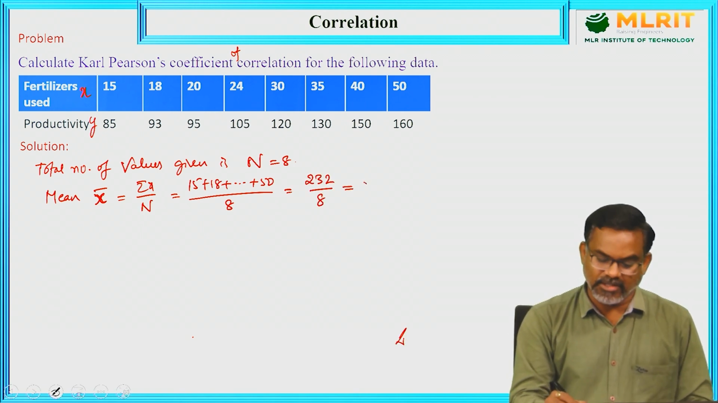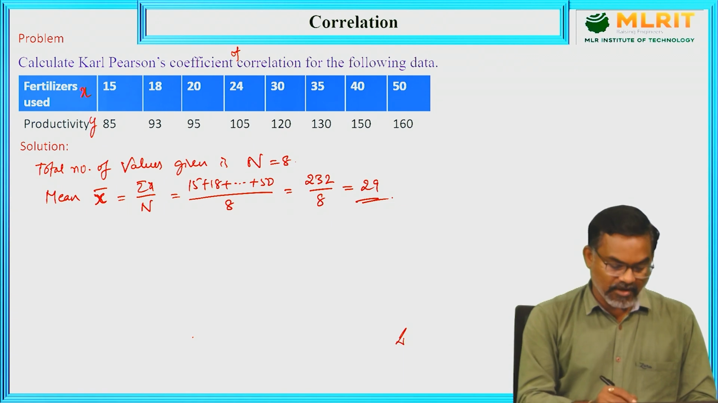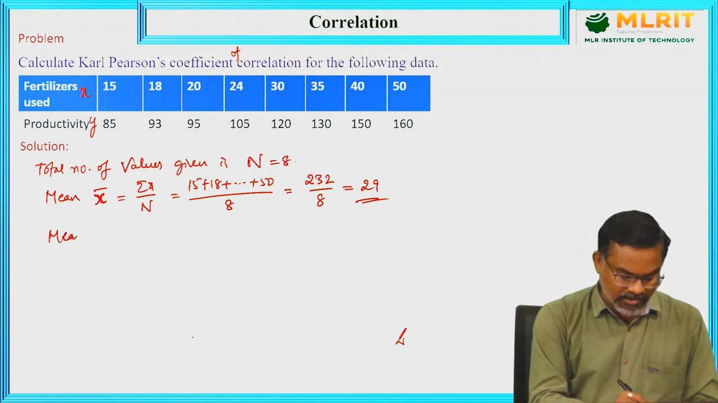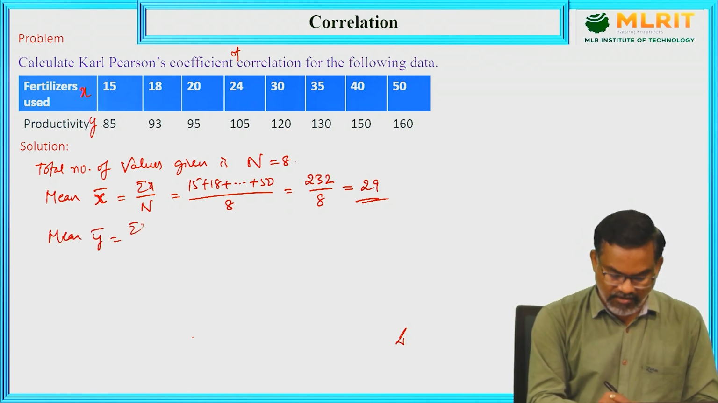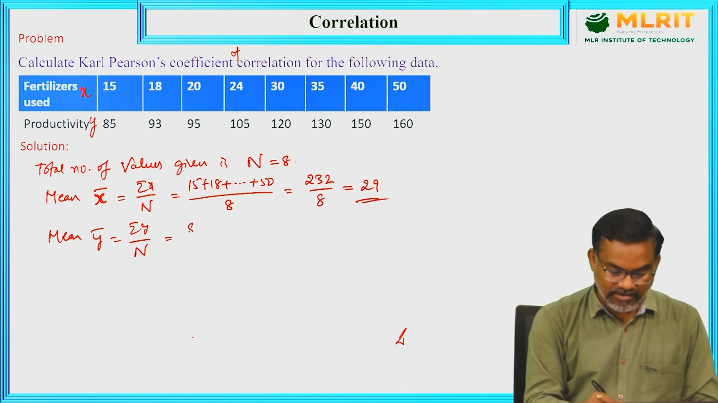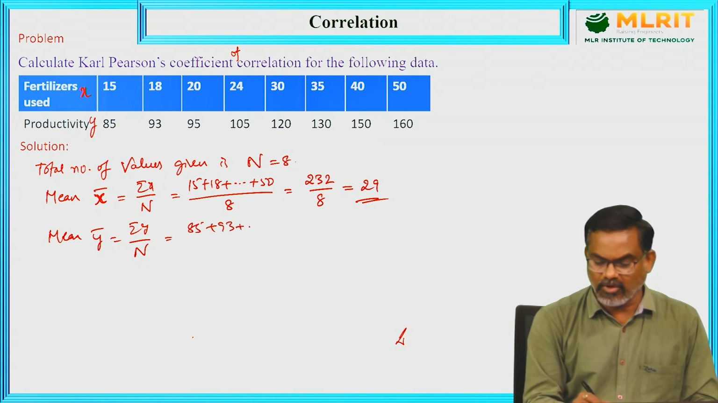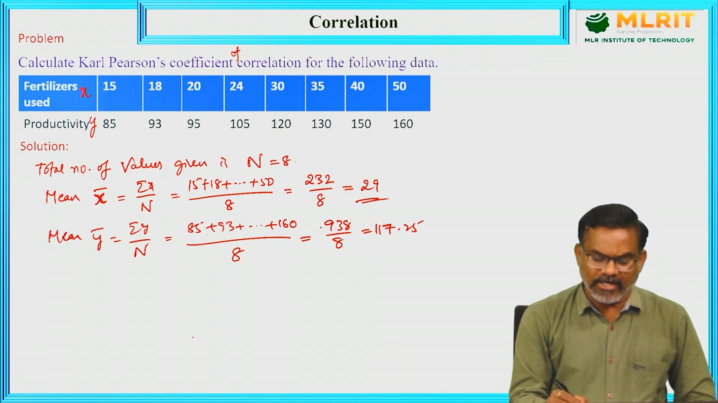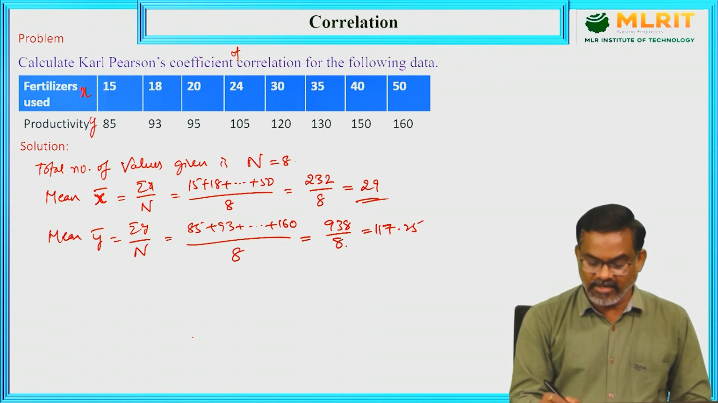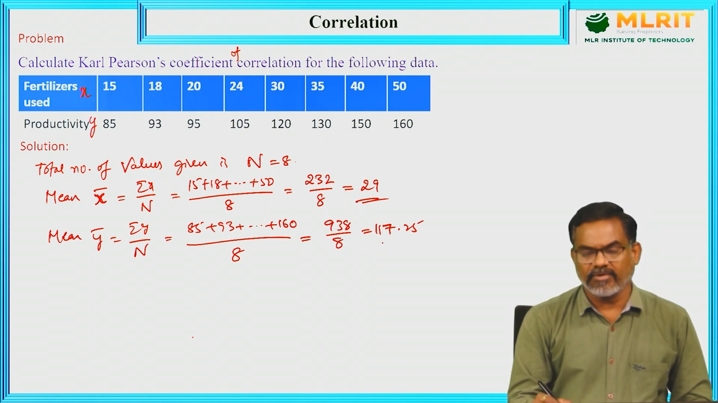And the result is 29. And similarly, the mean of y values, sigma y by capital N, is 85 plus 93 plus so on plus 160 divided by 8, and the numerator is equal to 938 divided by 8, which results as 117.25.